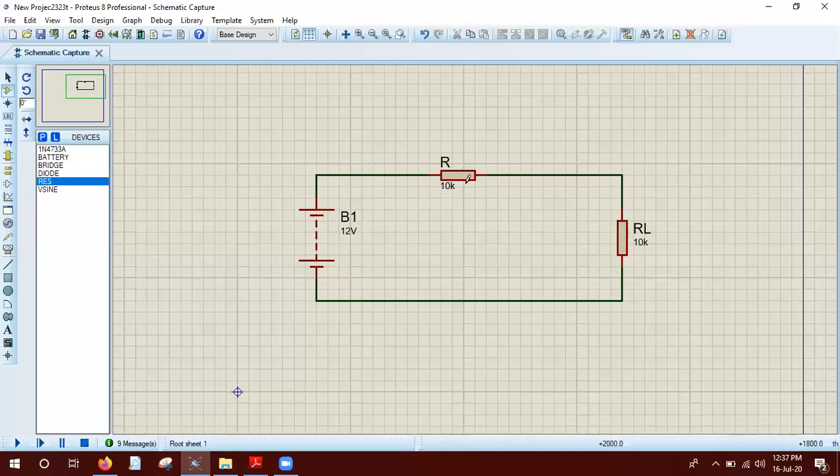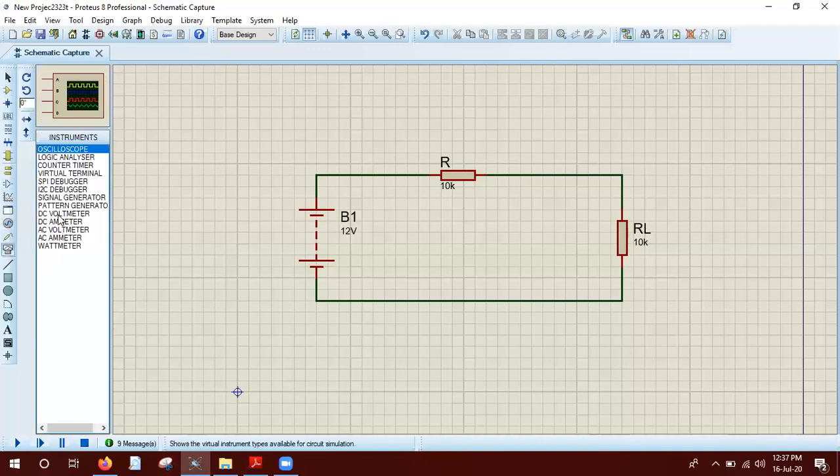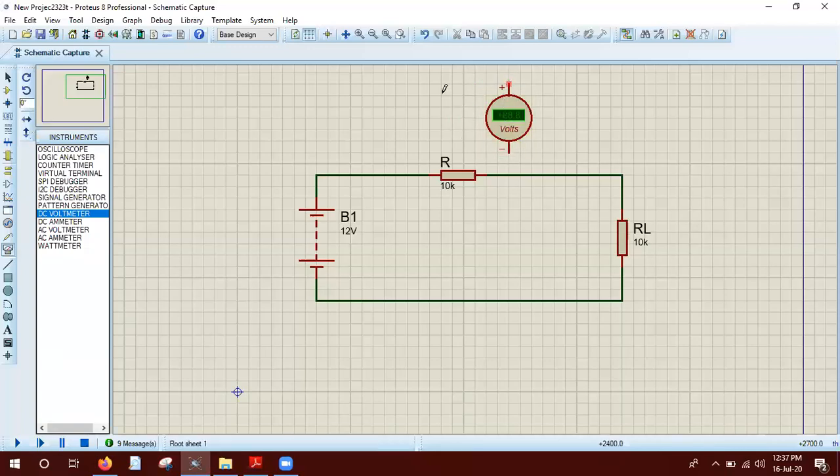For better understanding, let me connect some instruments. Suppose the DC voltmeter will help us. Suppose a voltmeter here, that will help us see the voltage across this, and also one more voltmeter here to see the output voltage across the resistance. In this simulation, I am just showing you how the Zener diode basically works and what its purpose is. Now let me run.